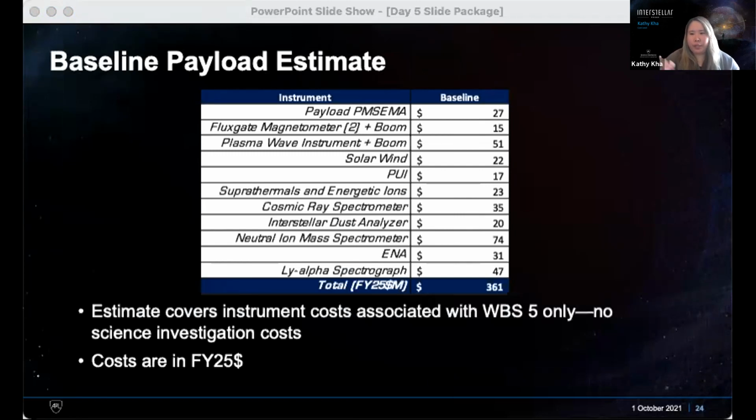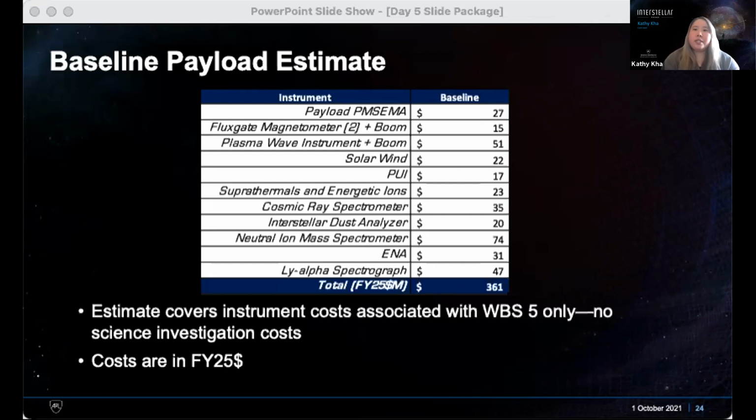And then here's a WBS level 3 detail slide on the payload estimate. So the first thing to note about the payload is that this is a notional payload. We are assuming it'll be competed, but if these were the instruments that were selected with these capabilities, this is what it would cost. So the way that we want to frame the payload estimate really is, this is the estimate for the capability that we want, not necessarily these individual instruments, but the capability that we want. So for the capability that we want for the payload, the estimate is 361 million.